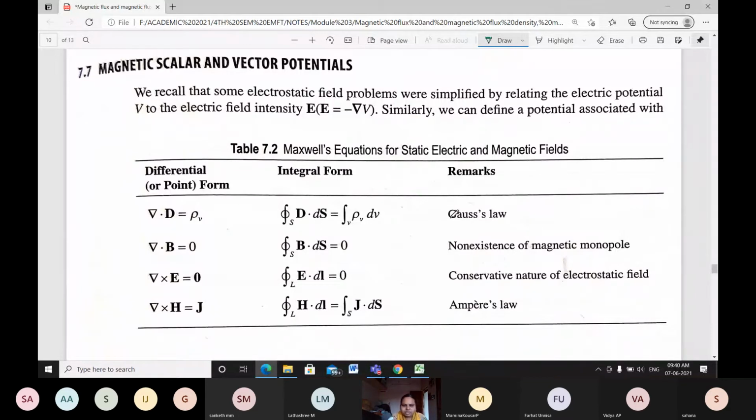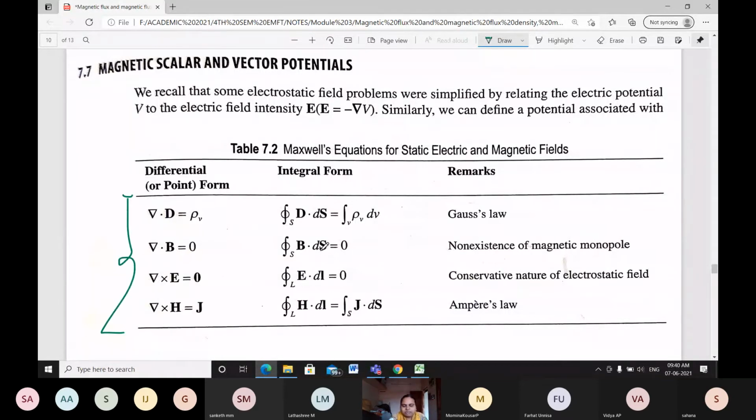This is based on Gauss's law, and the second equation is the non-existence of magnetic monopoles. Then the conservative nature of the electrostatic field. The third equation is based on Ampere's circuit law. We will be adding the fourth Maxwell's equation.